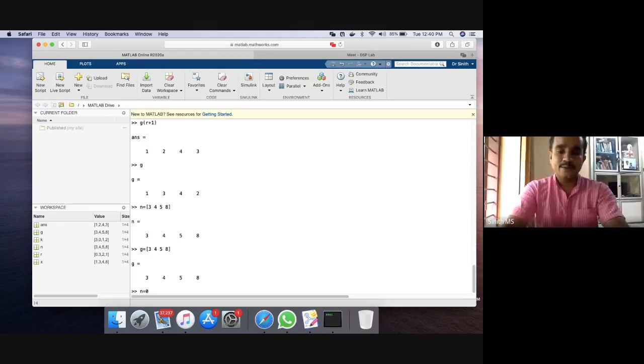0 colon 3, meaning n takes values from 0 to 3 with an increment of 1. So it will take 0, 1, 2 and 3. So these are the values 0, 1, 2 and 3. So n is another array. If you give n equal to 0 colon 3, you get n as an array which contains 0, 1, 2, 3.